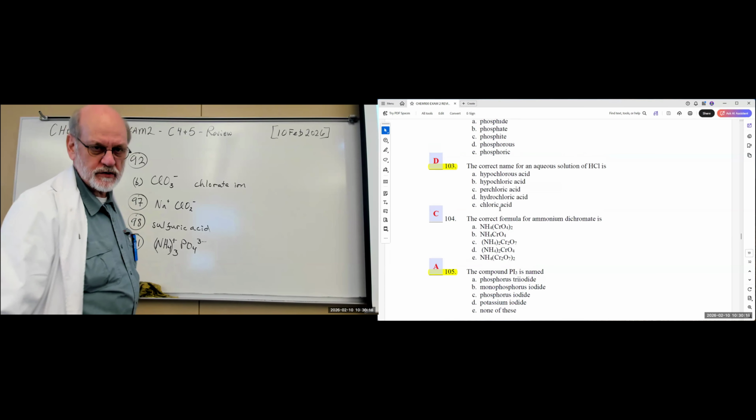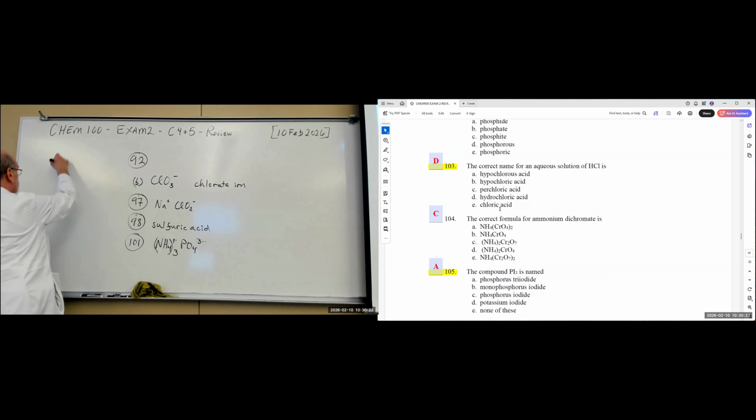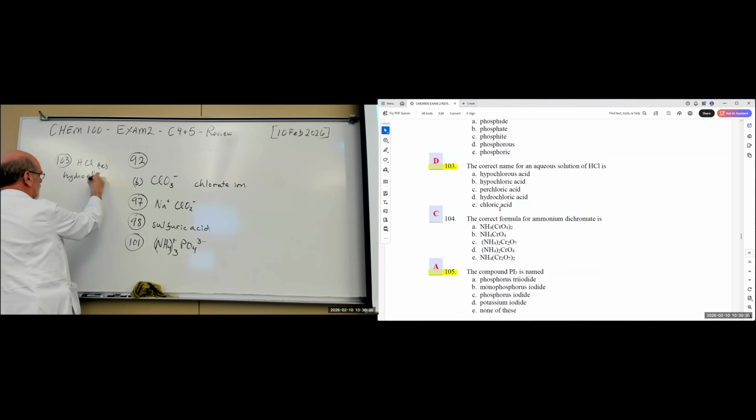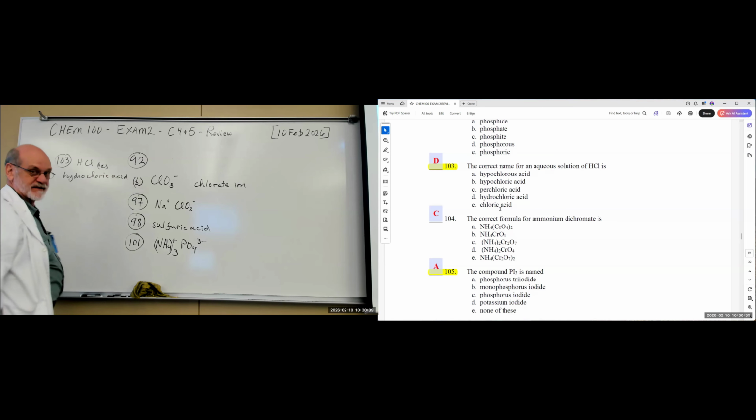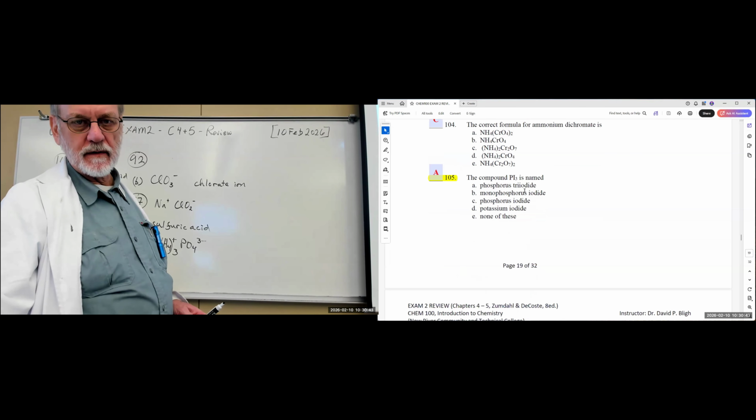Correct name for an aqueous solution of HCl. Aqueous, 103. Aqueous is, we say hydro, because there's no oxygen. And chloride becomes chloric, hydrochloric acid. That's it. Really simple. Practice, practice.